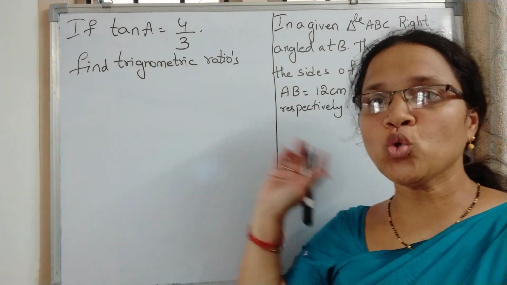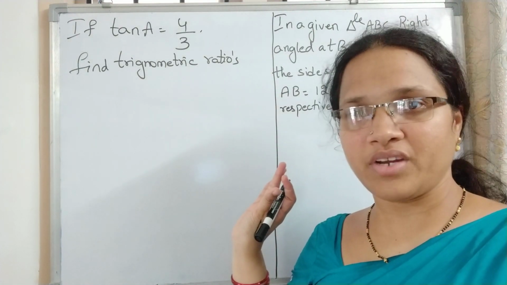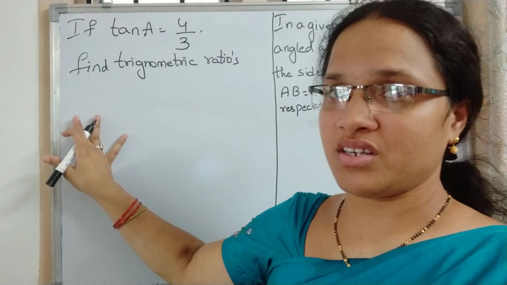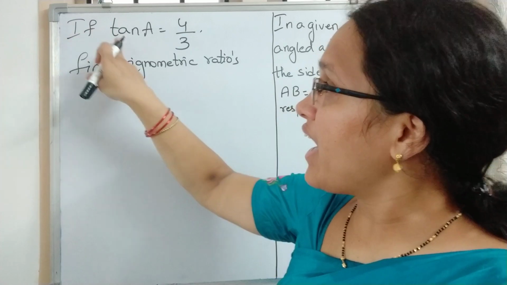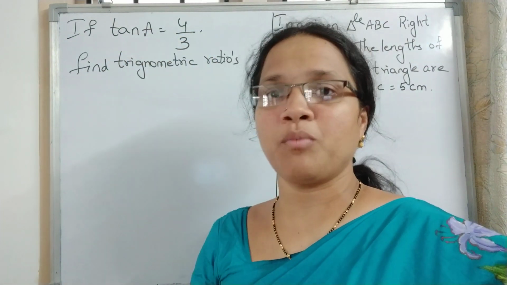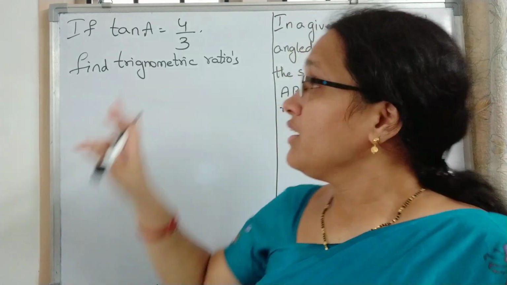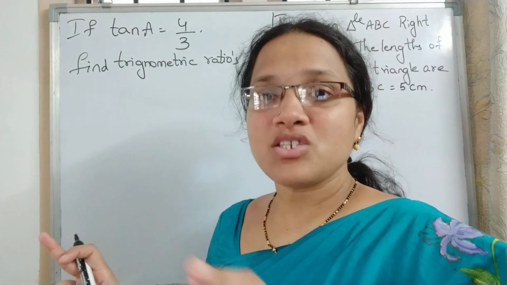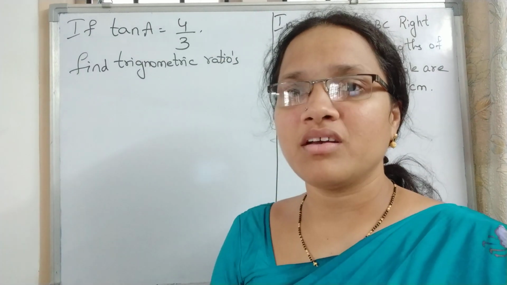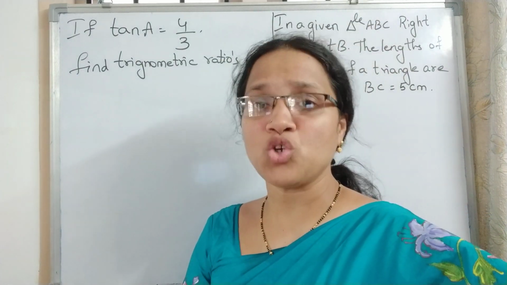I have given you 2 different types of questions here. Please try to understand properly, children. In this type of question, if tan A is equal to 4 by 3 or 3 by 4 or whatever the number, don't worry about the number. Tan A is given in the form of a ratio. How is it given in the form of a ratio, you may wonder.